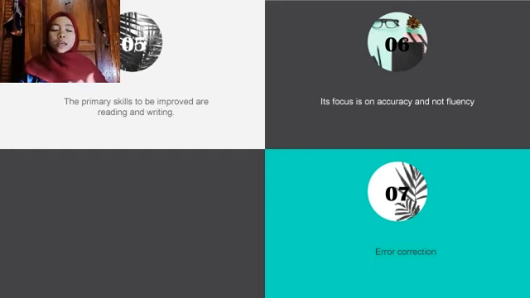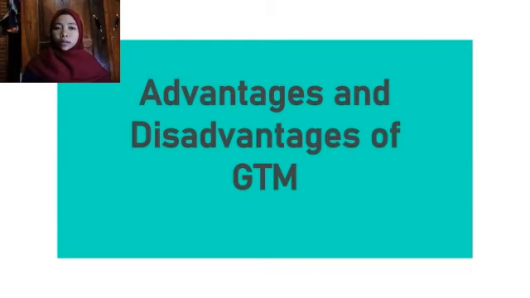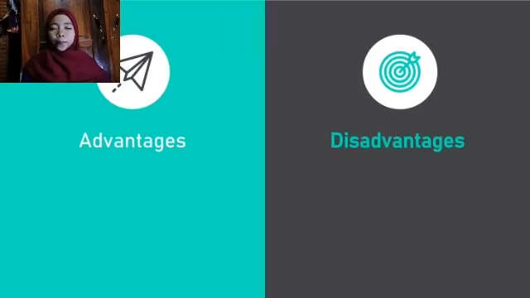Fifth, the primary skills to be improved are reading and writing. And last is, its focus is on accuracy and not fluency. And the next material is advantages and disadvantages of GTM.